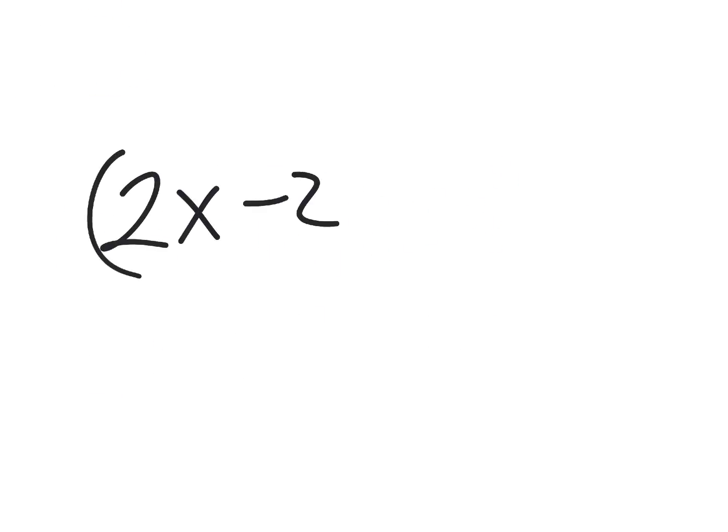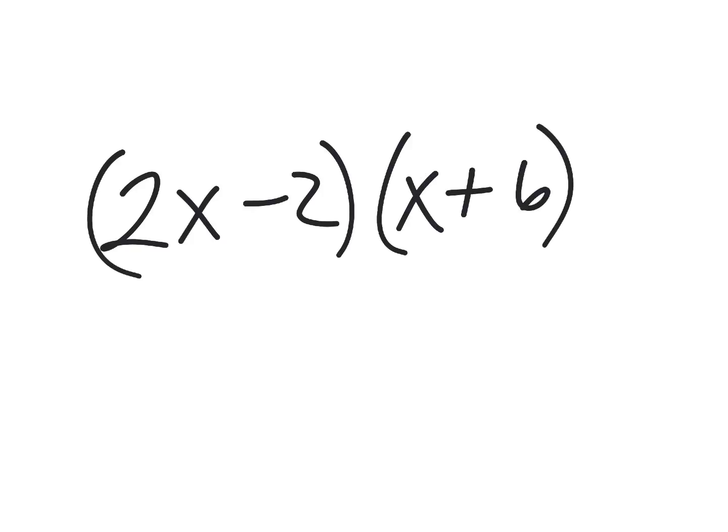Okay, so kid gets factored down, and they get it to 2x minus 2 and x plus 6. It might be right, but it's not right yet. It's right maybe so far. Everybody finish this one and see what you really should have.